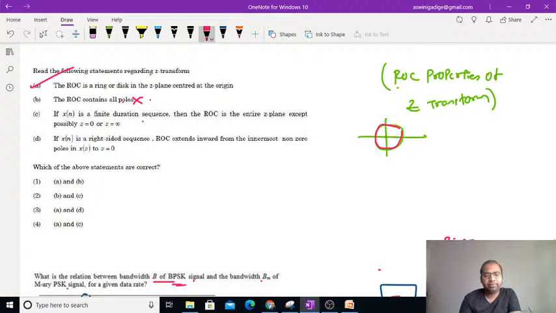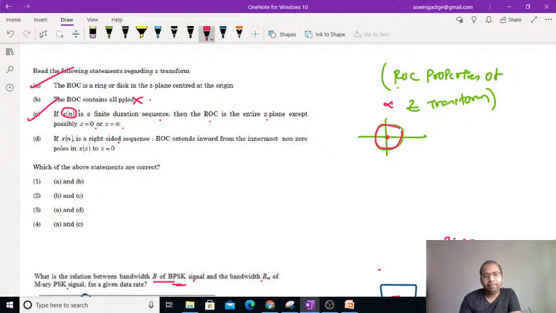And next, if x of n is a finite duration sequence, then the ROC is the entire z plane except z equal to 0 and z equal to infinity. If the given input signal is of finite duration, then the region of convergence is the entire z plane except infinity and 0. So it is correct.